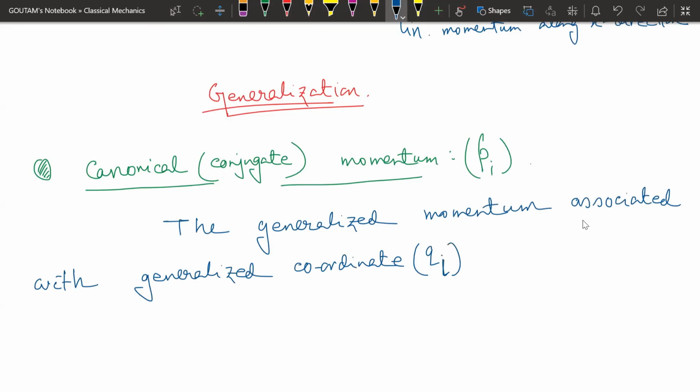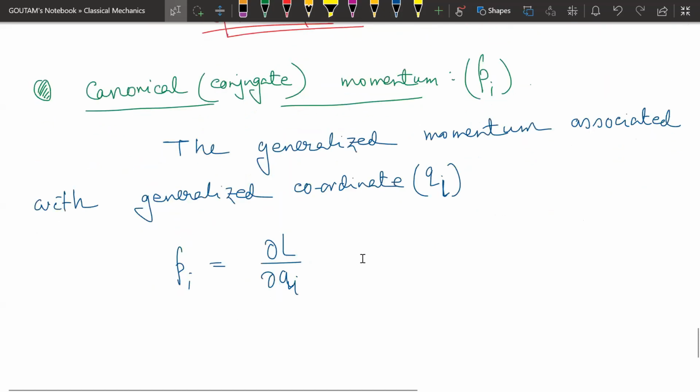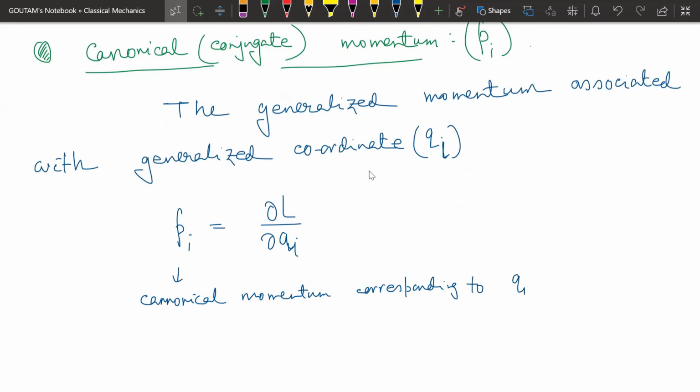Qi. The generalized momentum associated with the generalized coordinate Qi: in that case, Pi is defined as del L del Qi dot. This is called the canonical momentum corresponding to the coordinate Qi.